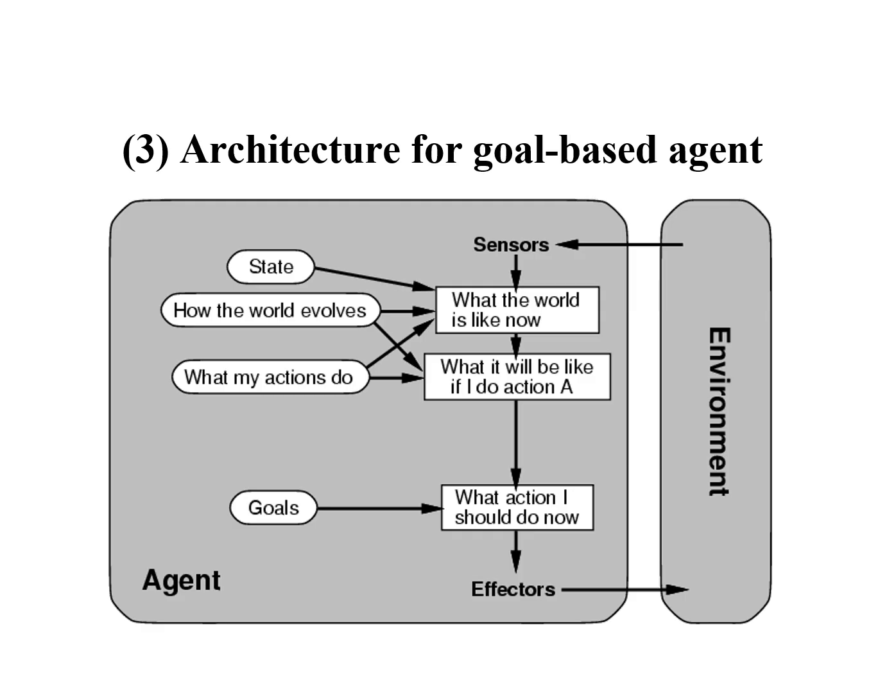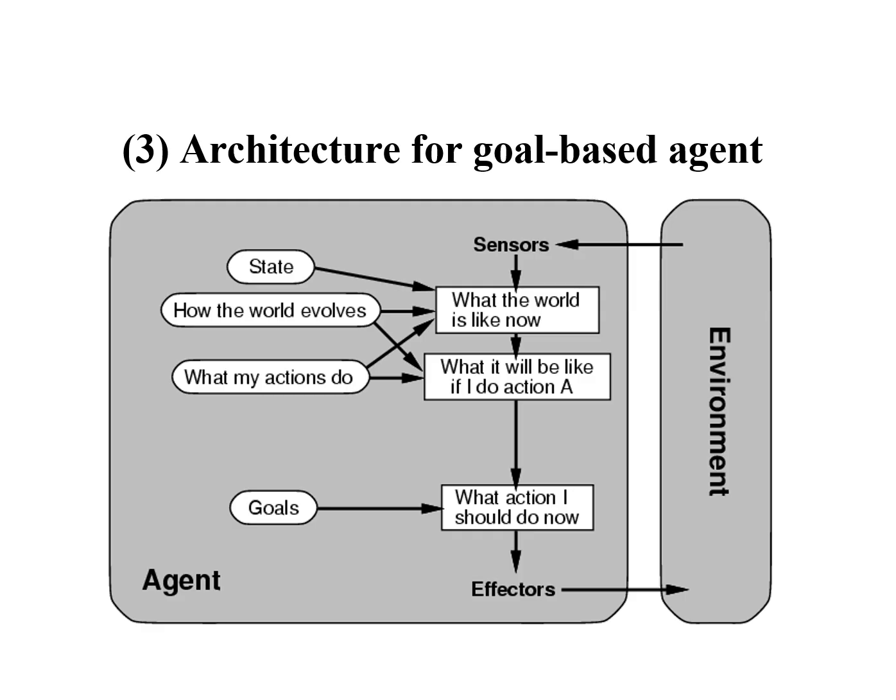So when a sensor senses the environment, it looks at what the world is like now, and what it will be like if I do an action A. Both conditions consist of what the state is, how the world evolves, and what my actions do. This passes on to what action I should do now, and the goals involved are shown here. Then the effector perceives the conclusion or the solution and passes it on to the environment.